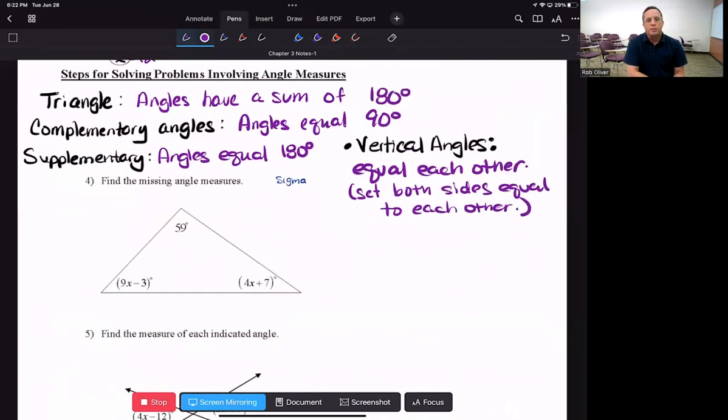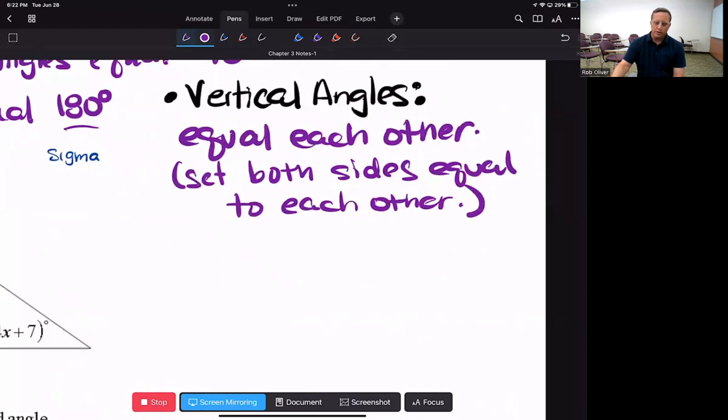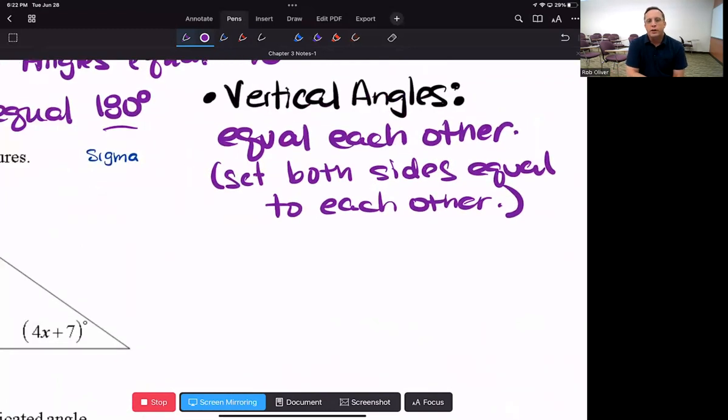All right, and I have something there about complementary angles. Now, complementary angles are angles that add up to 90 degrees. Supplementary are angles that add up to 180. And then another thing too, vertical angles are angles that are equal to each other. Now, vertical angles don't equal 90 necessarily. They don't equal 180 necessarily. They could, but they don't have to. The thing that is important about vertical angles is that they're equal to one another. They're exactly the same. So vertical angles are angles that are directly across from each other.